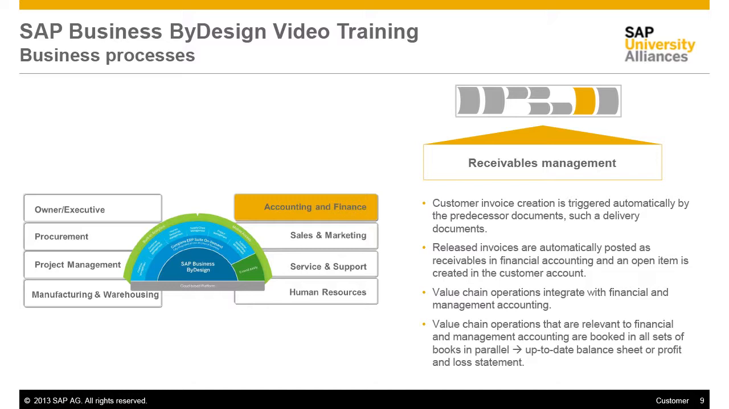All operations that are relevant for financial and management accounting are booked in all sets of books in parallel. This facilitates real-time reporting of an always up-to-date balance sheet or profit and loss statement. Let's have a look at receivables in the Live ByDesign system.